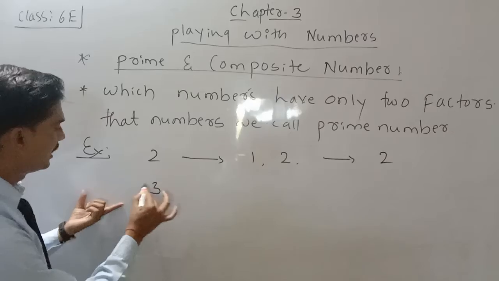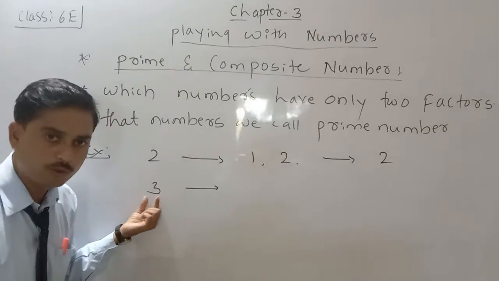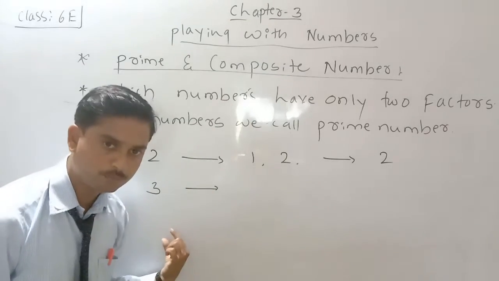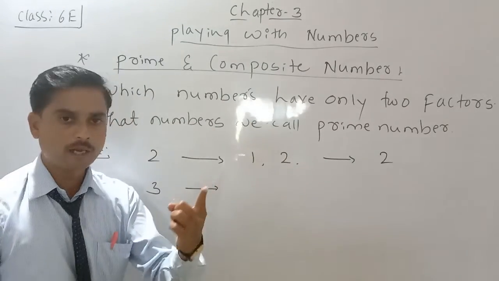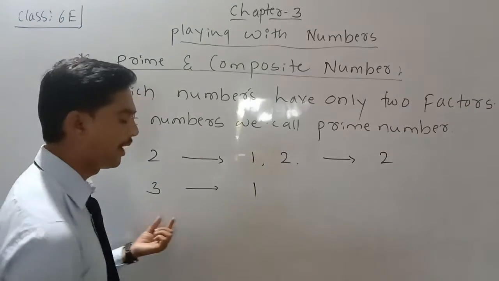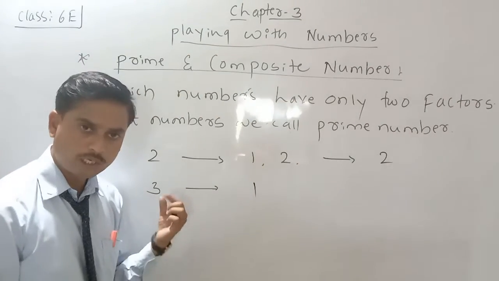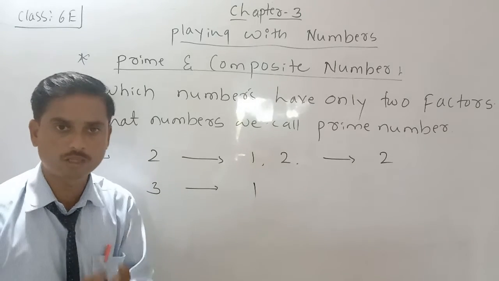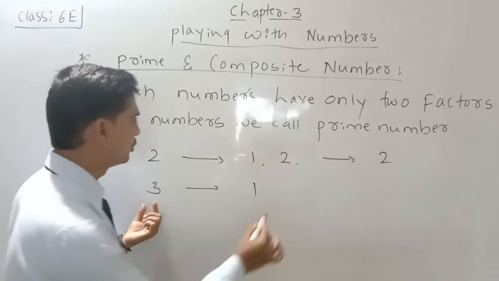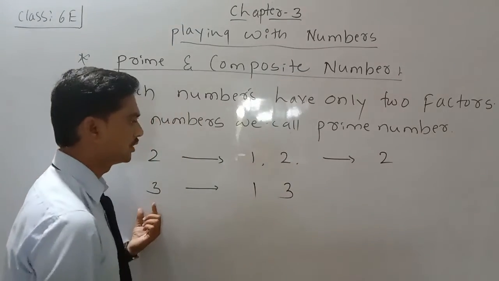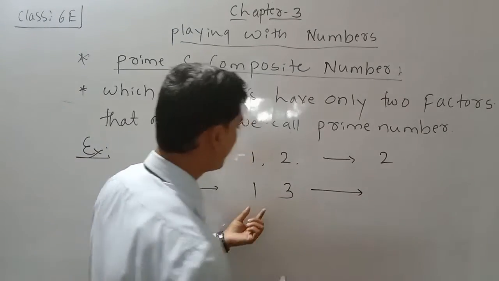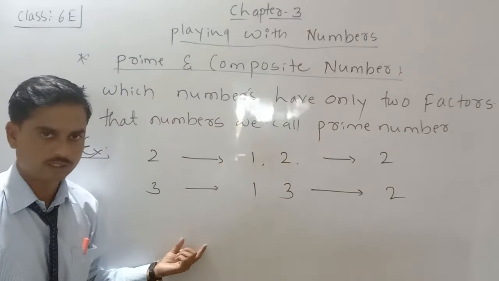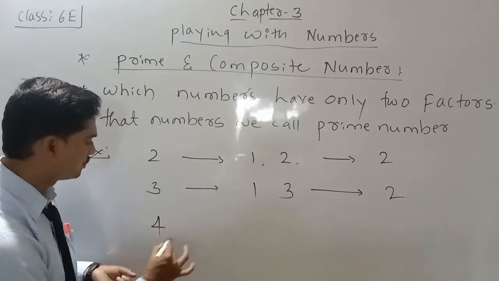Then come to 3. How many factors does 3 have? Which table has 3? Sir, the 1's table has 3. Then 1 is also a factor of 3. Does the 2's table have 3? 2 ones are 2, 2 twos are 4. 3 is not there. Yes or no? That's why 2 is not a factor. And 3. Again, how many factors? 1, 3. 3 also has 2 factors. Yes or no?